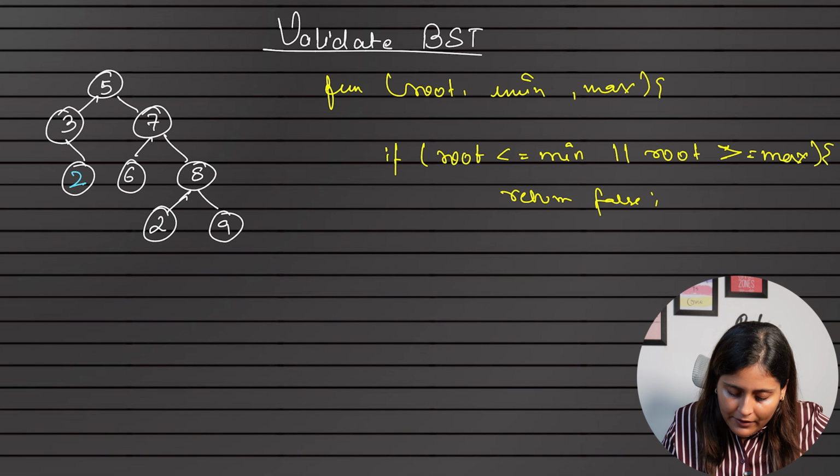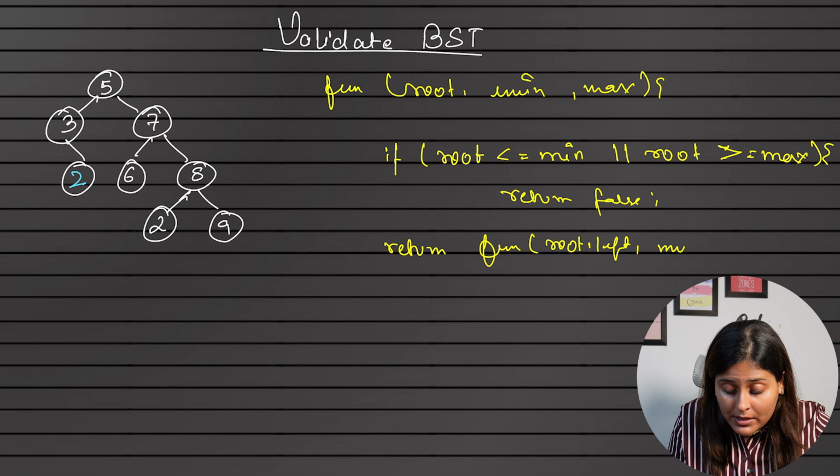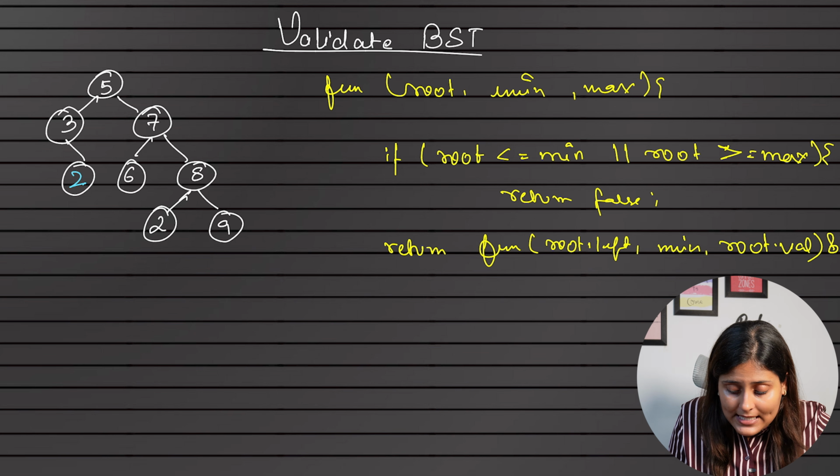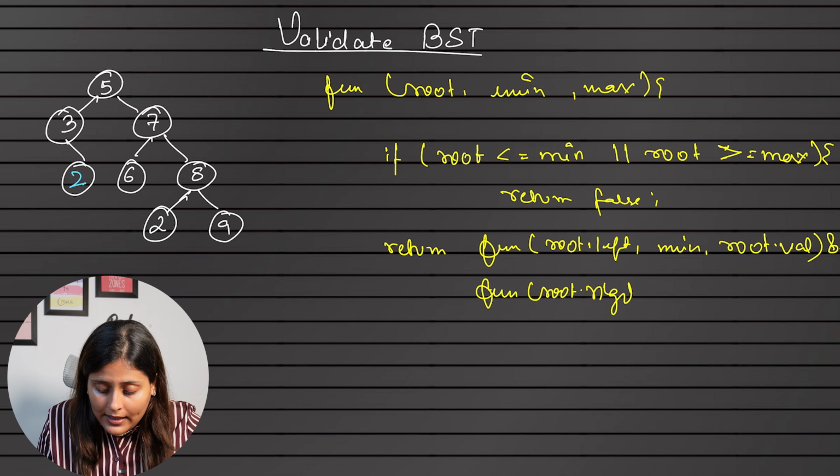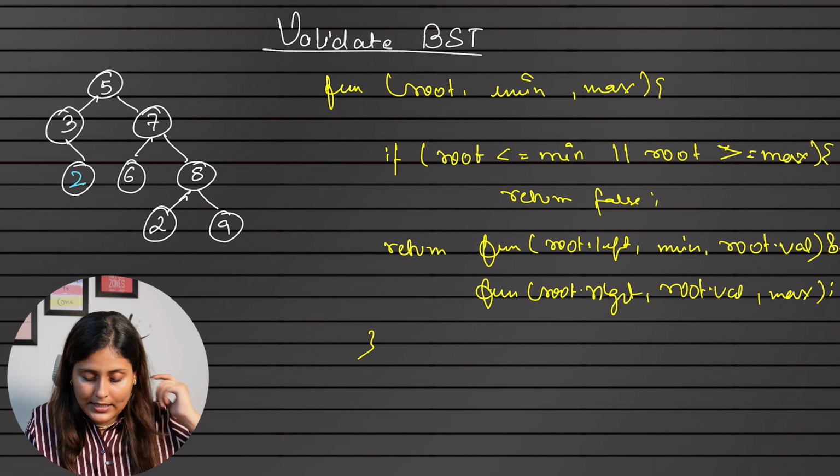So very simple. I will return by calling the function. Now I'll go towards my left side. When I'm going towards my left side, minimum will be as it is, but maximum will be root dot value. With AND sign, I'll call the next function. I'll go towards my right side. Now here minimum will change. Minimum will be root dot value and maximum will be as it is.